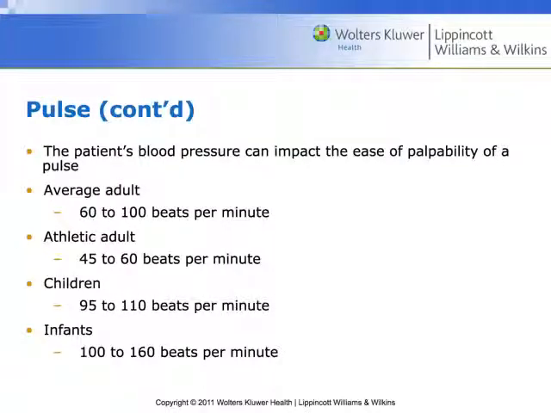Here's some normal beats per minute, and you don't have to count the full 60 seconds. You can just have your watch out there for 30 seconds and multiply it by 2, right? If you've got a more athletic person, their heart rate might be a little slower just because it's so powerful and awesome, right? If you have a fat slob like me, then my heart has to work harder, I guess.